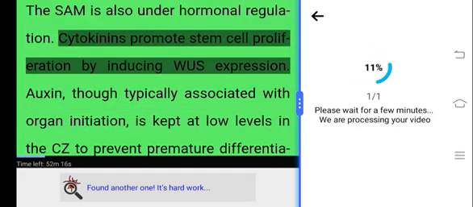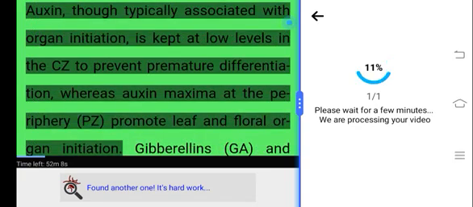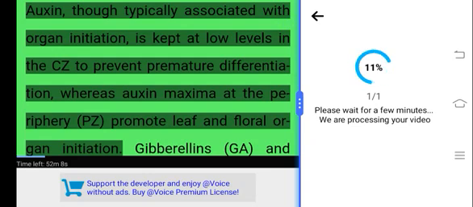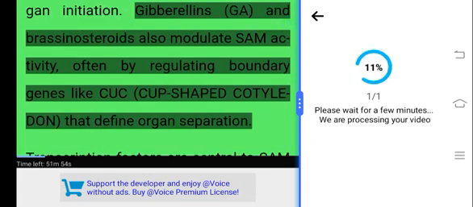Cytokinins promote stem cell proliferation by inducing WUS expression. Auxin, though typically associated with organ initiation, is kept at low levels in the CZ to prevent premature differentiation, whereas auxin maxima at the periphery, PZ, promote leaf and floral organ initiation. Gibberellin, SCA, and brassinosteroids also modulate SAM activity, often by regulating boundary genes like CUP-SHAPED COTYLEDON that define organ separation.